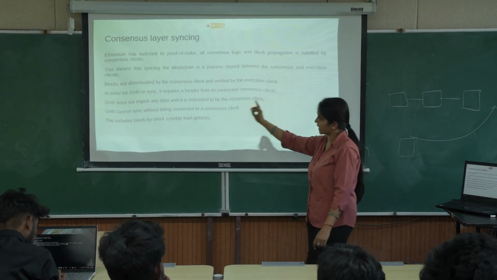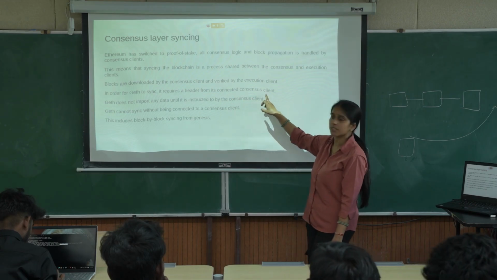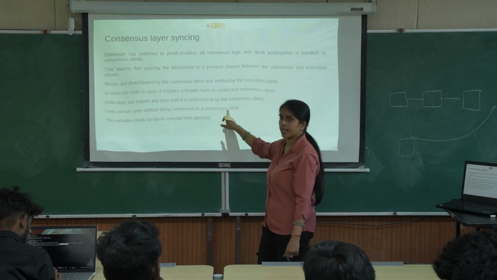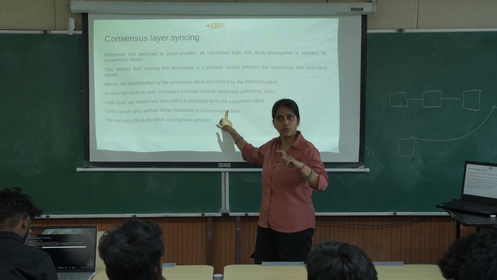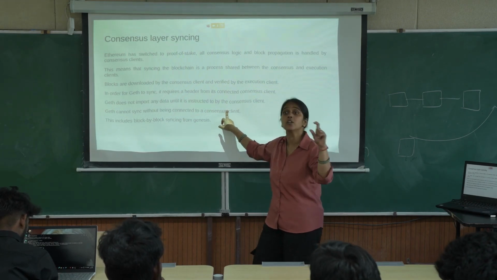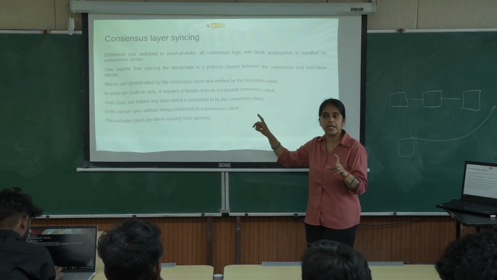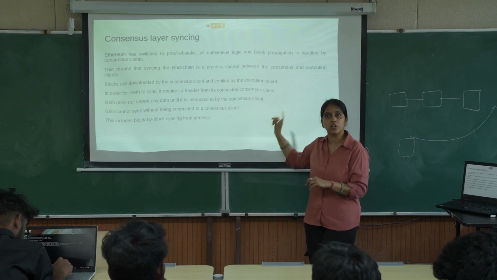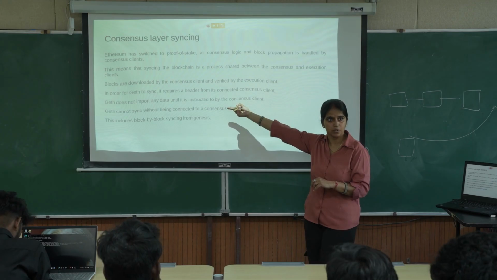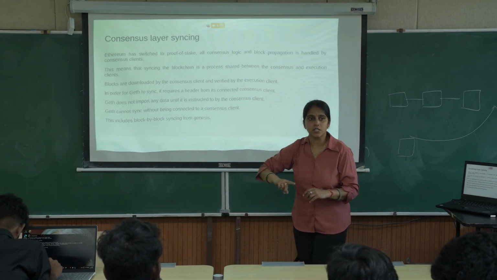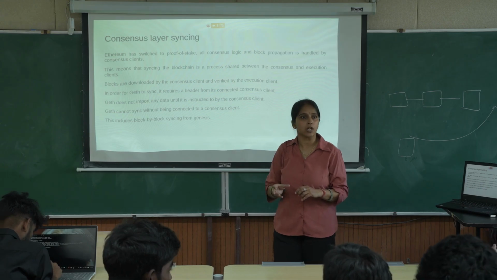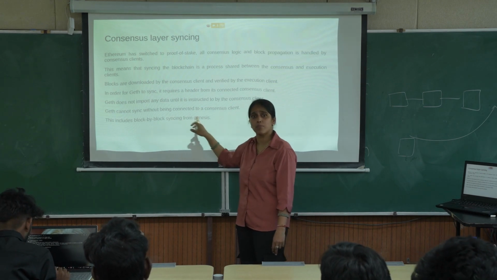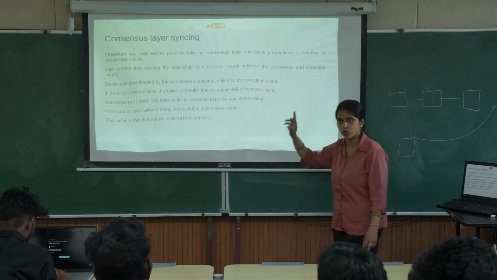And in order for Geth to sync, it requires headers from its connected consensus client as well. Geth cannot sync without being connected to a consensus client. Like we have the Geth client and the consensus client. Until and unless the consensus client confirms that your chain is correct, it will not allow the Geth client to get connected. So that's why changing your consensus algorithm is quite complicated. It also requires block by block synchronization, starting from the Genesis block.